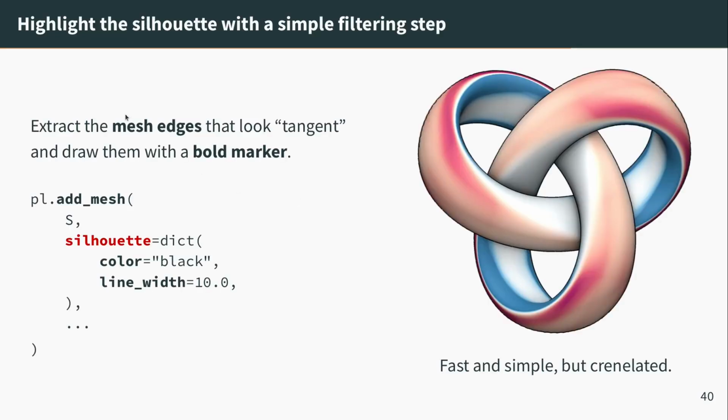So what do I mean by that? Basically, what I want to do is highlight the contours of my 3D shape with a black line. The simplest way of doing so is to use the explicit silhouette argument in the add mesh method. I said that silhouette should be highlighted with a line width of 10 and a black color. Under the hood, when the algorithm renders the image, it extracts the edges of my mesh that look pretty tangent and highlights them with a bold marker. So that's what we see here.